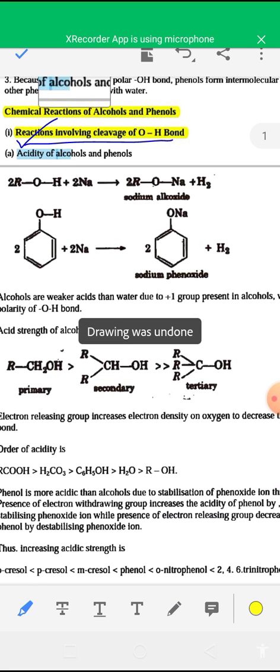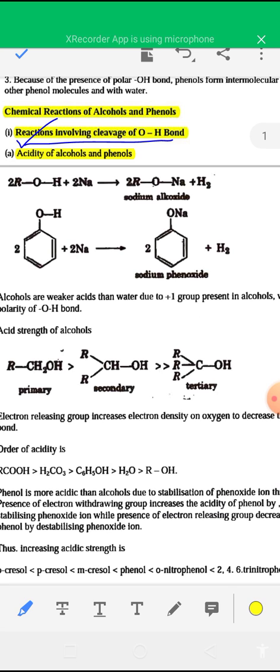You know, phenols and alcohols are to some extent acidic in nature, and especially aromatic alcohols, that is phenols, are more acidic than aliphatic alcohols. The acidic property of alcohols and phenols can be shown by reaction with sodium. When alcohols and phenols react with sodium, hydrogen gas evolves, and this reaction shows the acidic nature of alcohols and phenols.